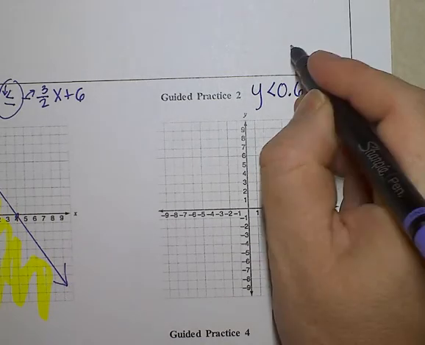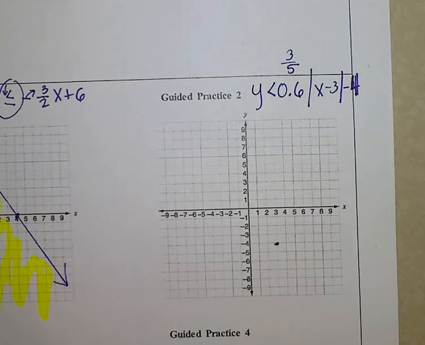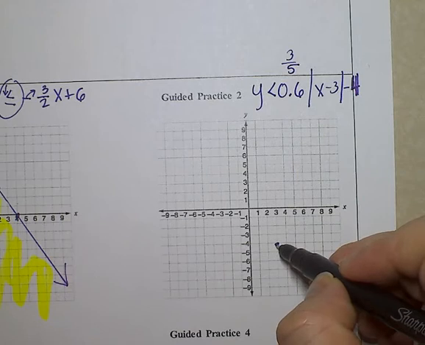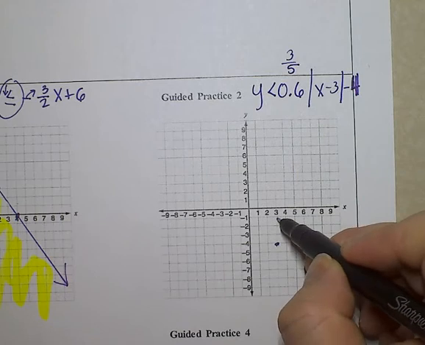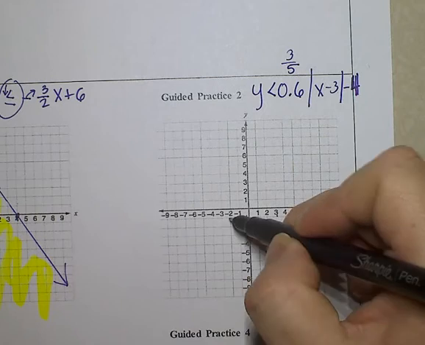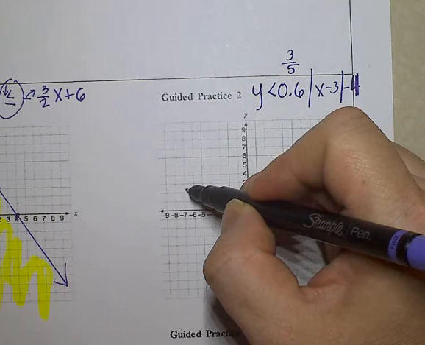0.6 is the same as 3/5. You can plug 0.6 into your calculator if you didn't know that. By hitting math, fraction, enter, enter, you'd get the fraction 3/5. So from this point, I'm going to go up 3 and right 5. And the opposite way, up 3, right 5, up 3, right 5.